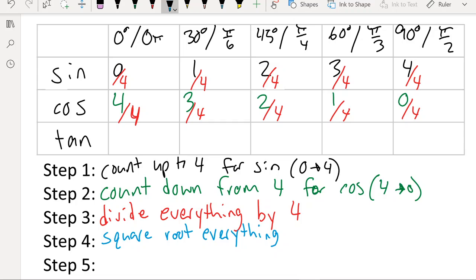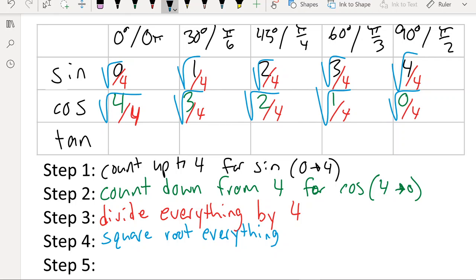Square root everything. So then, boom, boom, boom, do. Just go around and just have at it. Right? And there we go. So it looks a little unsimplified, huh? We should probably simplify all this stuff, right?